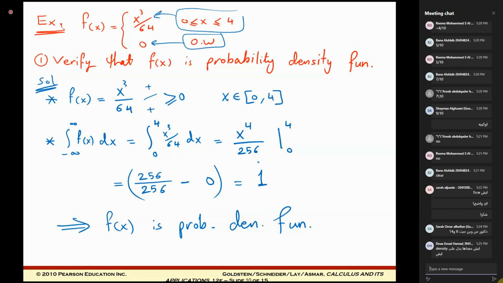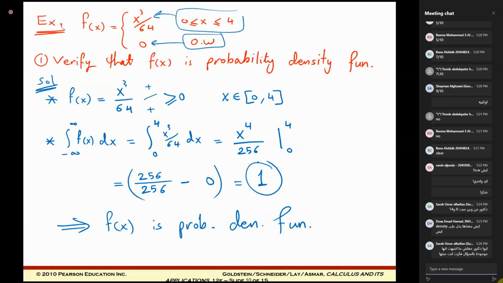ايش معناها بدل على ايش density؟ هذا اسمه probability density function لانه حقق الشرطين، انه من سالب ما لا نهاية لما لا نهاية كان التكامل واحد. زي المجموعة بالكونتينيوس لازم التكامل واحد، بالديسكريت لازم المجموع واحد. اوكي، فنسميها probability density function. هذا بالكونتينيوس. بالديسكريت بنسميها probability mass function.